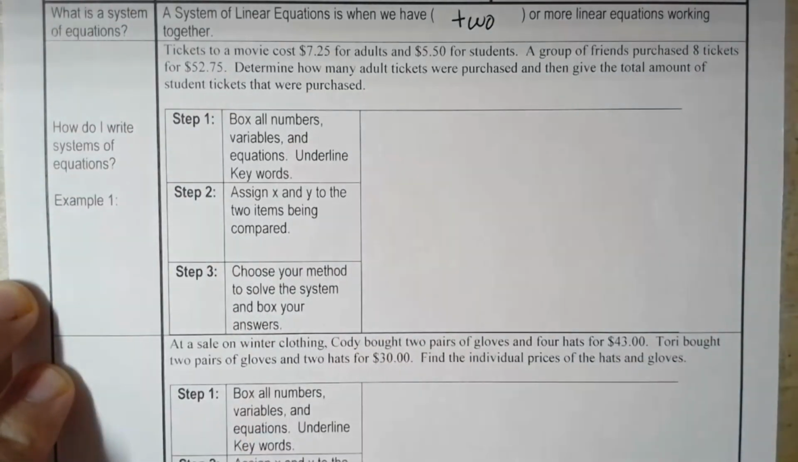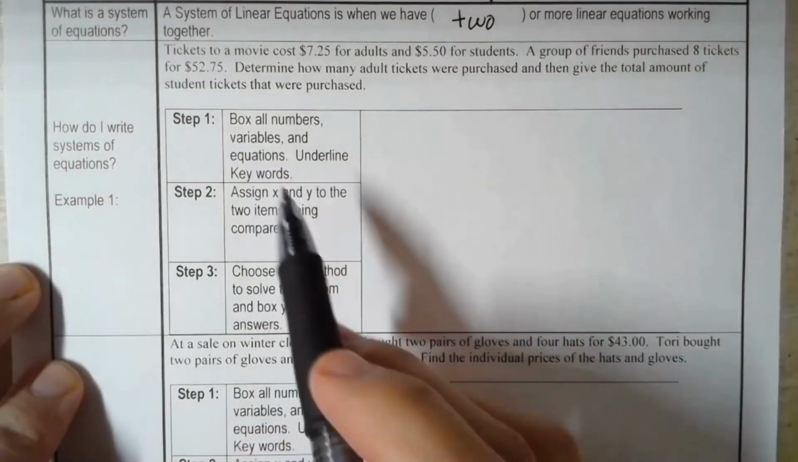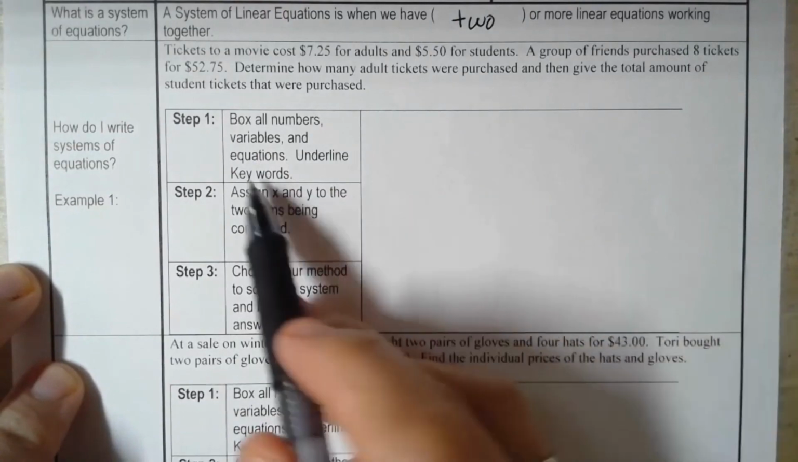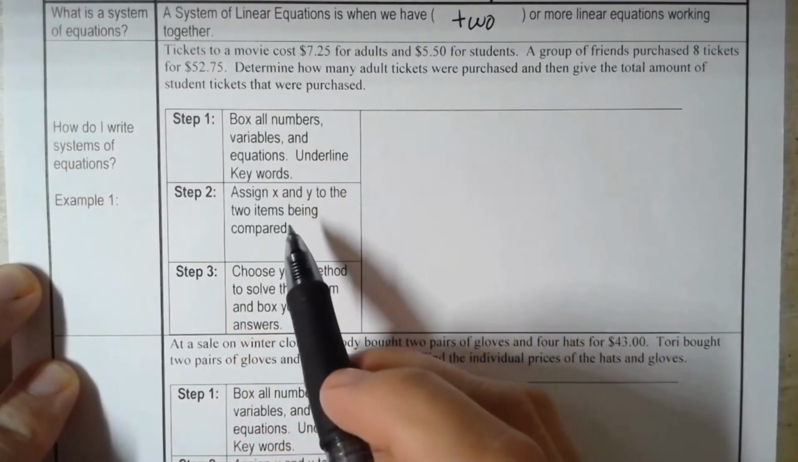So I've broken this up into 3 steps. If you follow those steps, it'll make it really easy. Step 1 is the same as what we do anytime we approach a word problem. We're going to box all numbers, variables, and equations, and we're going to underline keywords.